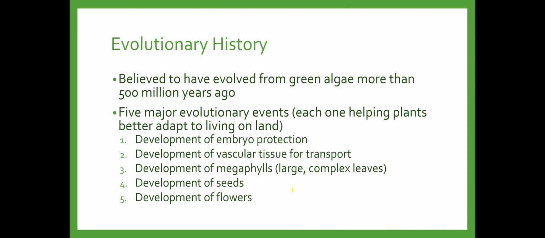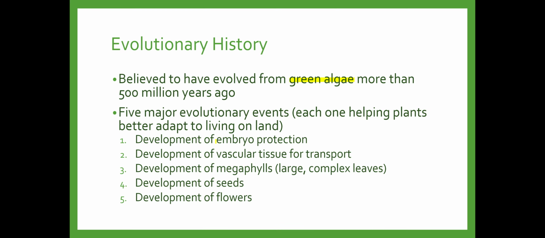Now, a little bit of evolutionary history. In order for plants to evolve, they had to develop some mechanisms that allowed them to survive on land and reproduce more successfully. They are believed to have evolved from a green algae group millions of years ago. And as we're going to see as we move through our different plant groups, we're going to see an increase in these reproductive adaptations and other ways that help the plant survive better.